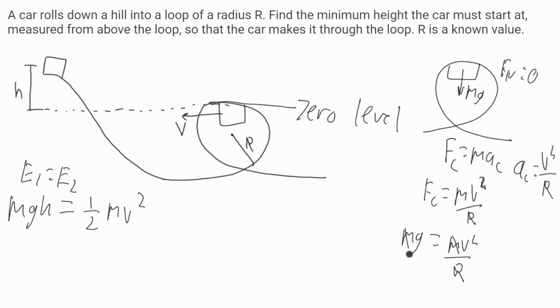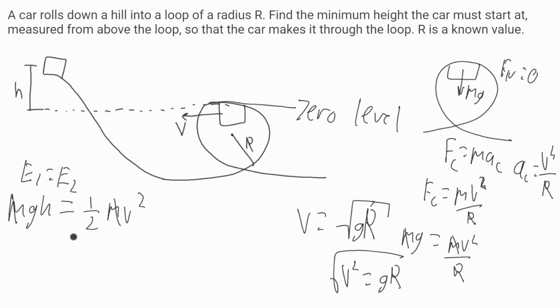The mass will cancel. I'm going to multiply the radius over to the other side. We'll get v squared is equal to g times r. Take the square root, and we'll get that v is equal to the square root of g times the radius of the loop. So I can plug that right into there.